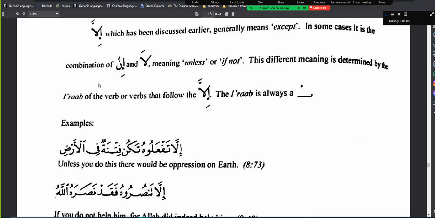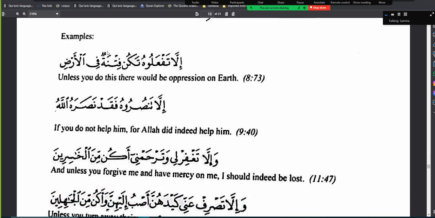If it is a combination of in and la, unless or if not, only then the mudari after it will be majzoom. Otherwise, it will not be majzoom. And that illa could be illa of istisna or other things, and the translation would be except or but. Okay, so like illa tansuruhu. If you do not help, tansuruna, the noon drops because of illa, because this is a combination of in and la. فَقَدْ نَصْرَهُ اللَّهُ. For Allah did indeed help him.